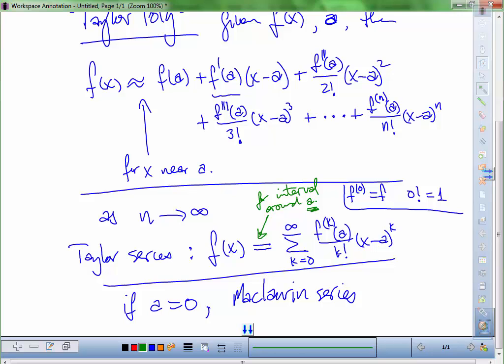So I guess the next step is to take a look at a few examples, and just to make things easy for ourselves, we're going to be looking at Maclaurin series. So we're going to be taking things around 0. So let's take a handful of functions that we all know and love. We'll start with the exponential function.